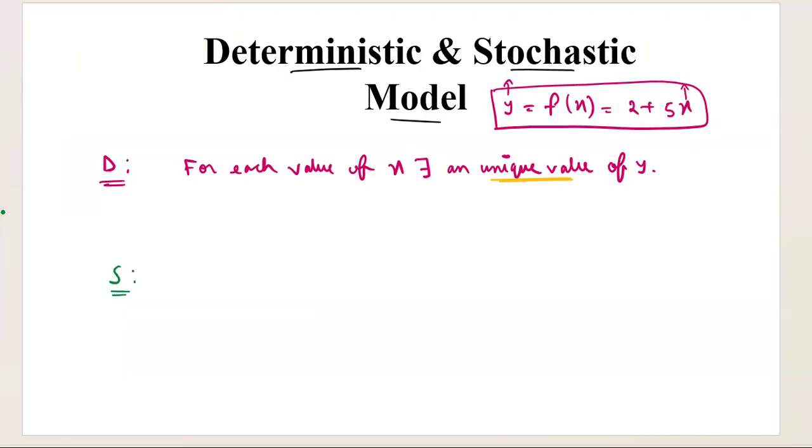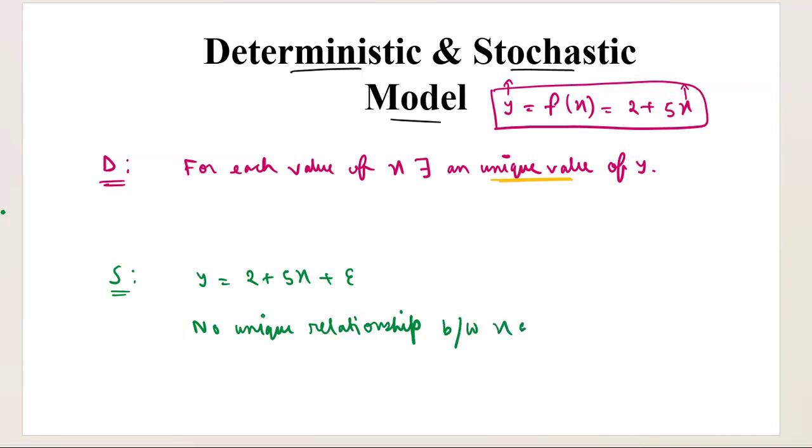Now, what about stochastic? Stochastic means y equals 2 plus 5x plus epsilon, what I have told you earlier, which means there is no unique relationship between x and y. Why is this so? Again, because this is random. You don't know what this term is. If you don't know this, you don't know the exact relationship between x and y. So you only know some properties of this random term. Depending on that, you can try to find out what this relationship will be.